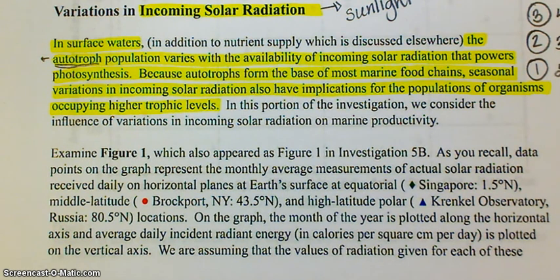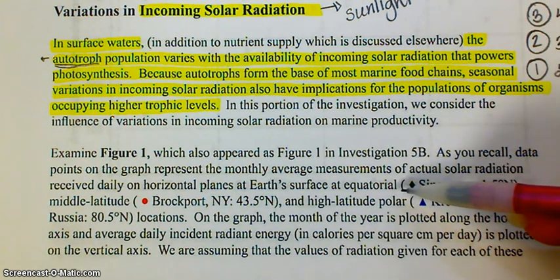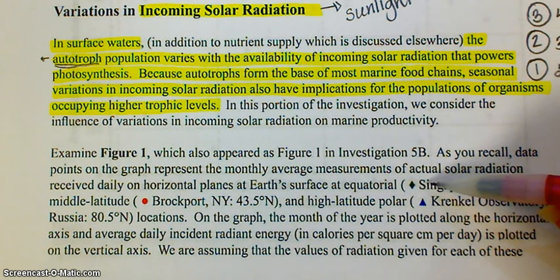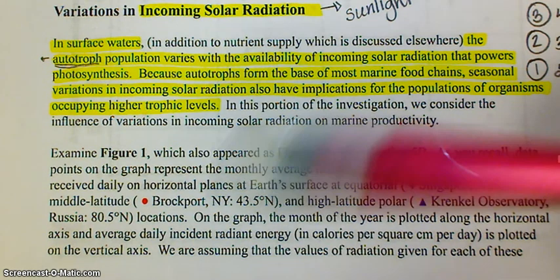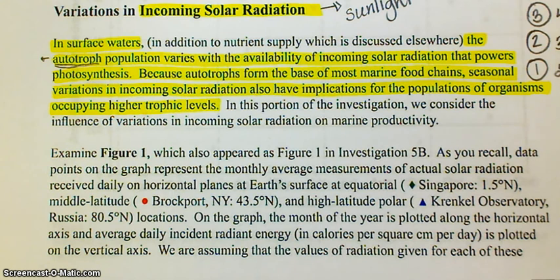It also appeared in a different investigation, but I don't think that's an investigation y'all did. The data points on the graph are going to represent the monthly average measurement of solar radiation, basically. And we have 3 locations. We have an equatorial location, which is represented by Singapore, which is only a few degrees off of the equator. We have a middle latitude location, which is Brockport, New York at 43.5 degrees north. And we have a high latitude polar location, which is in Russia at 80.5 degrees north.